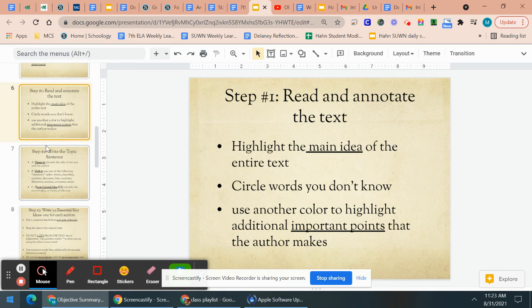So what you want to do if you're reading a current events article or a book or whatever you're summarizing, you want to start by highlighting the main idea of that text. So if it's an article, what's the main idea? The big takeaway the author wants you to have. Then you might circle words you don't know, look those up. You might even highlight any additional important points the author makes. Just make sure that you know the difference between the main idea and supporting ideas.